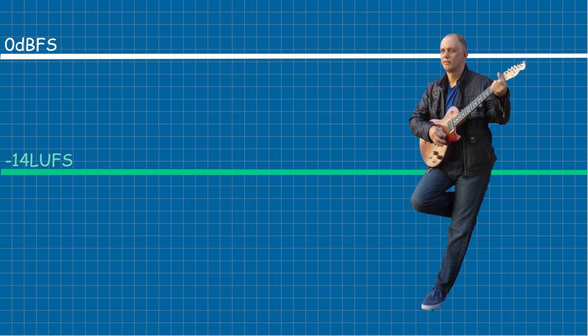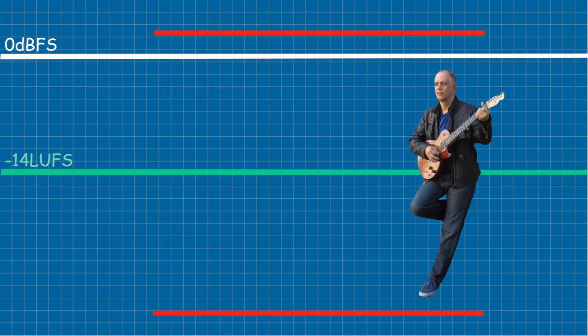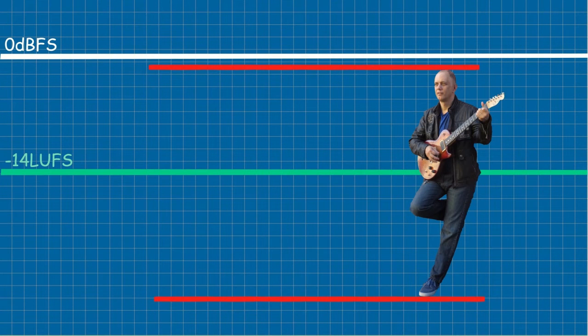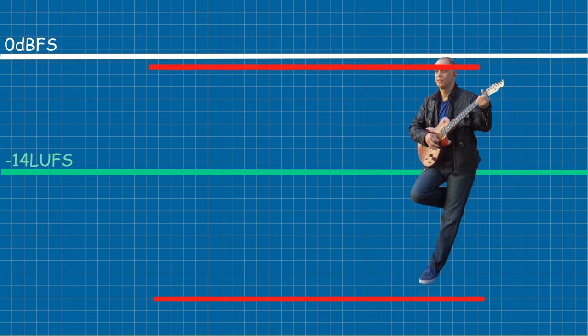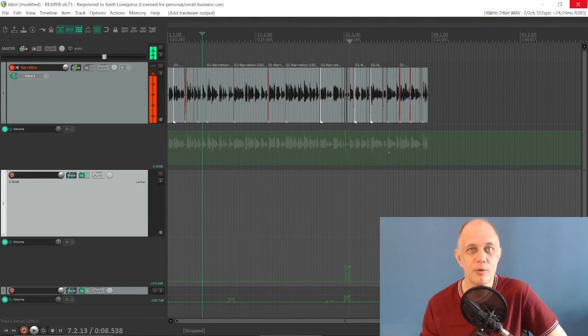So how do we fix that? Well, as a general rule, we fix it with compression. Compression lessens the difference between the loudest and the quietest parts of your material. So now, once we've squeezed the dynamic range a little bit, we can normalize to minus 14 LUFS, and we don't peak. So we need to control our dynamic range with compression. And that's fine in theory, but how do we do it in practice? Well, here's how I do it.